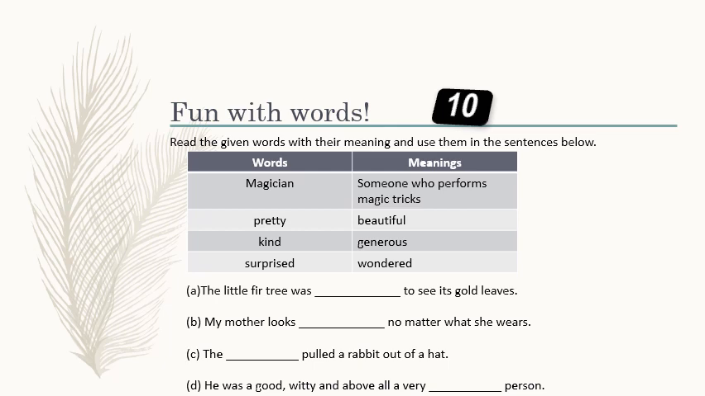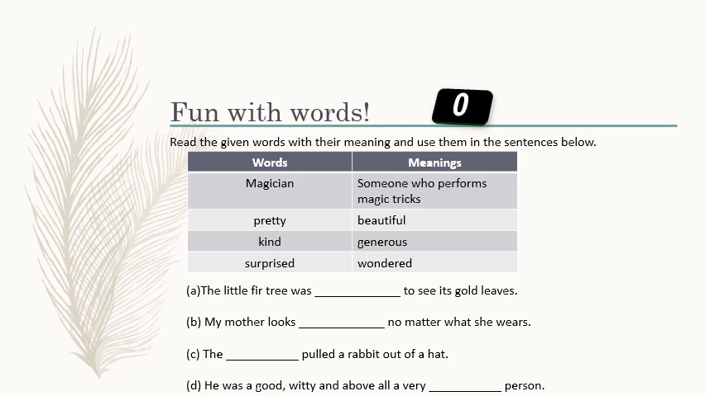Now let's see. Number 1, we have magician. And what do we mean by magician? It is someone who performs magic tricks. Number 2, pretty. What do we mean by that? It is beautiful. Number 3, we have kind. What is the meaning of kind? Kind means generous. The last we have is surprised, which means wondered. So, I hope you are ready. Your time starts now. You have to see the boxes carefully and choose the appropriate word to fill the sentence.